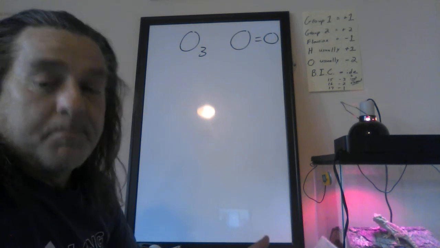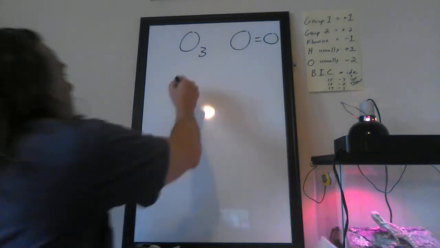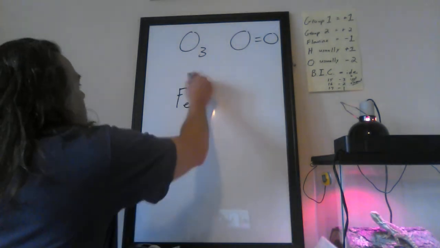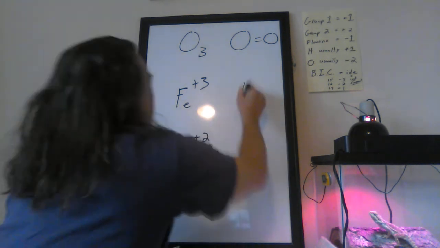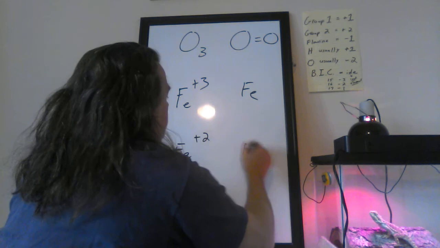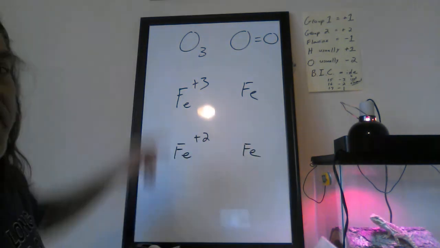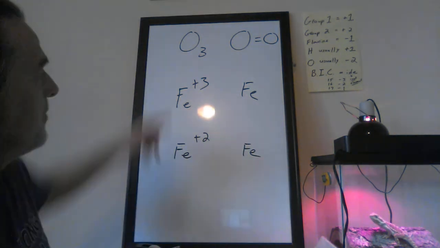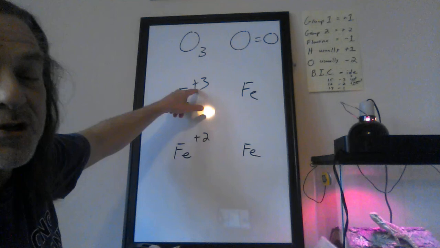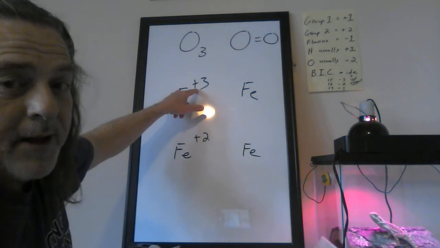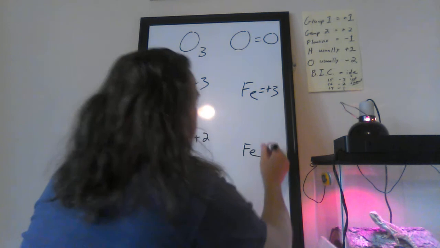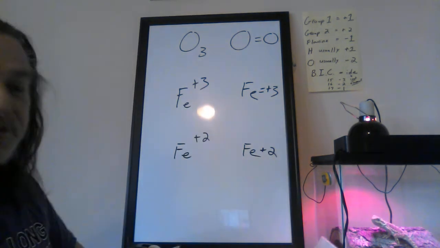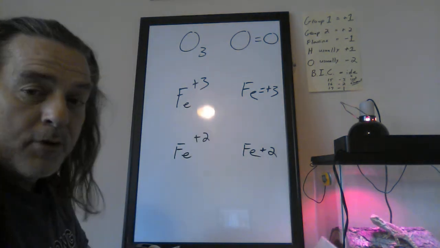Second one, I'm going to put both of them up there. The Fe plus 3 and the Fe plus 2. These are the easiest ones. Remember, the oxidation number has to be the charge, or sum to the charge if a polyatomic ion. So this is plus 3. This is plus 2. Those two don't pose a difficulty.